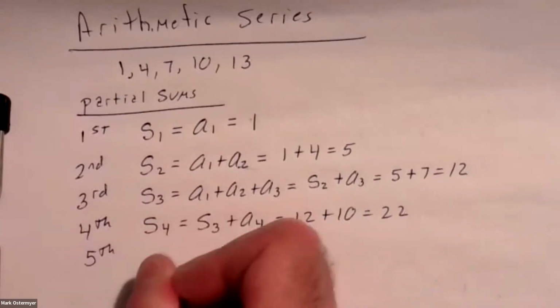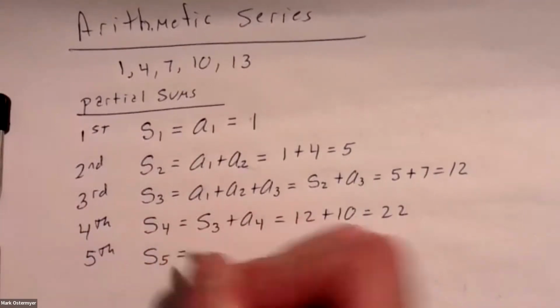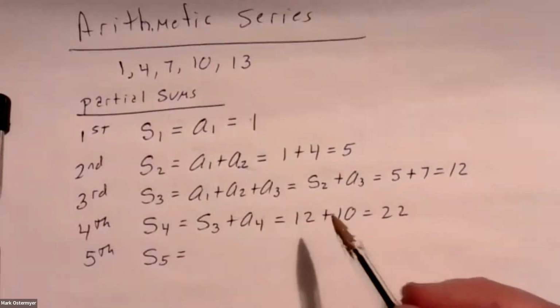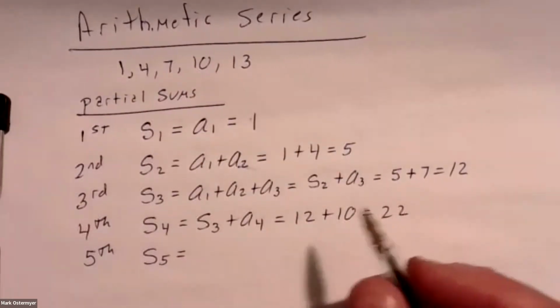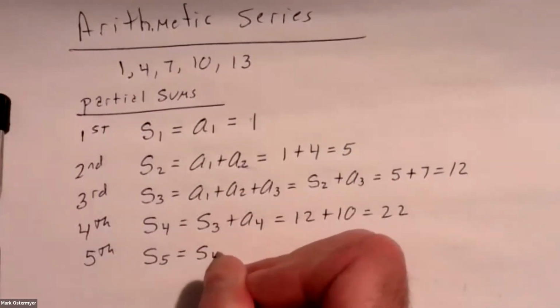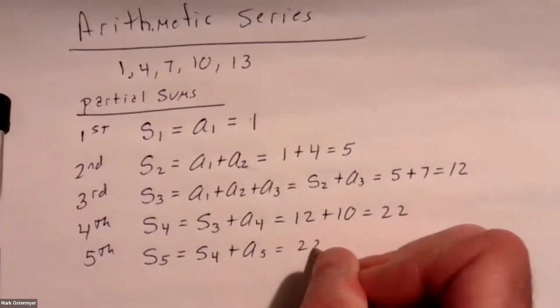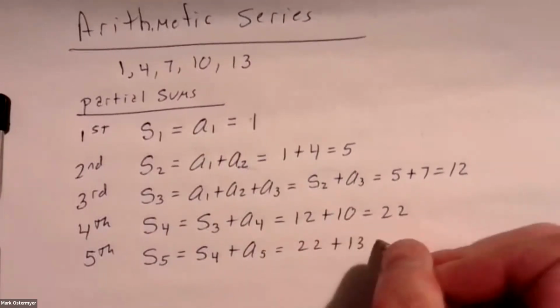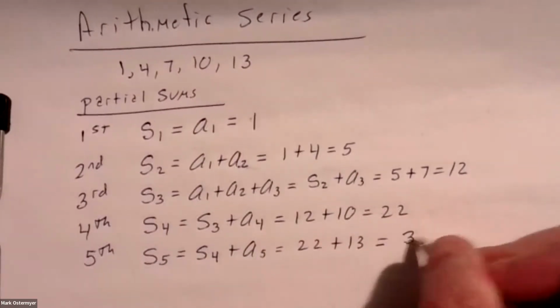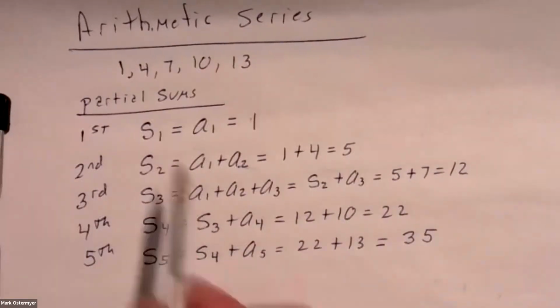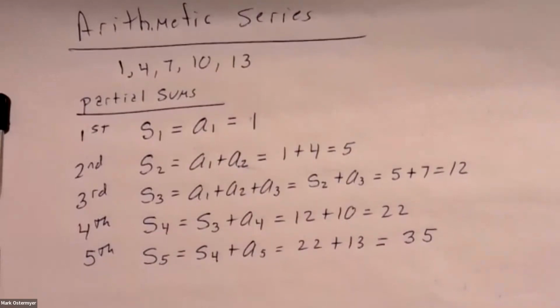Finally, the 5th partial sum, denoted as S sub 5, is the sum of the first 5 terms, or all the terms of the sequence, which more compactly is the 4th partial sum plus the 5th term, which is going to be 22 plus 13, which is 35. These are called partial sums.